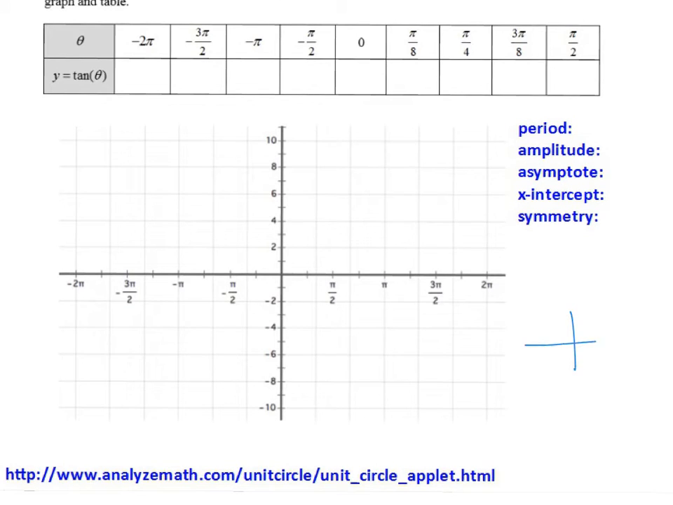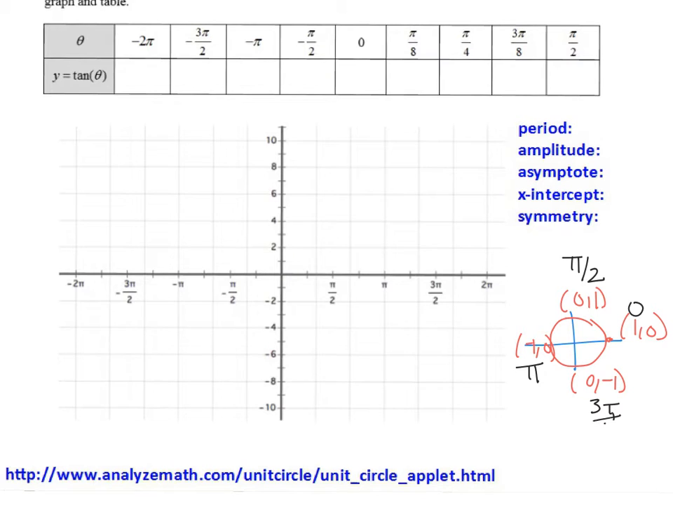We know on the unit circle, let me draw myself a little unit circle, that this point on the radius on the far right is over 1 and up 0. This point is 0, 1. Over here is negative 1, 0. And down at the bottom is 0, negative 1. And if you think about our radian measures: 0 radians, pi over 2 radians, pi, 3 pi over 2, and back to 2 pi.